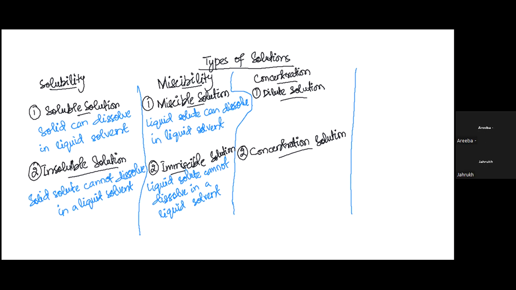Let's get to concentration. Now, there are two subtypes when we talk about types of solution in concentration: dilute and concentrated solution. Sorry, I wrote the word concentration solution. I just now noticed that instead of writing concentrated solution, I wrote concentration solution. So concentrated solution. Now, this is actually a relative term. When I use the word relative term, it means we're comparing two solutions.